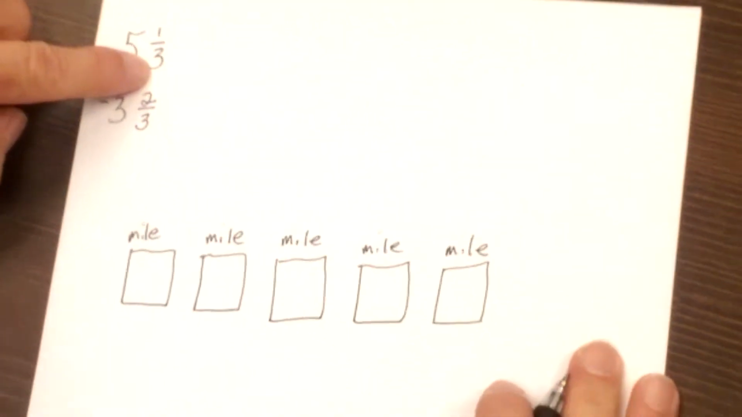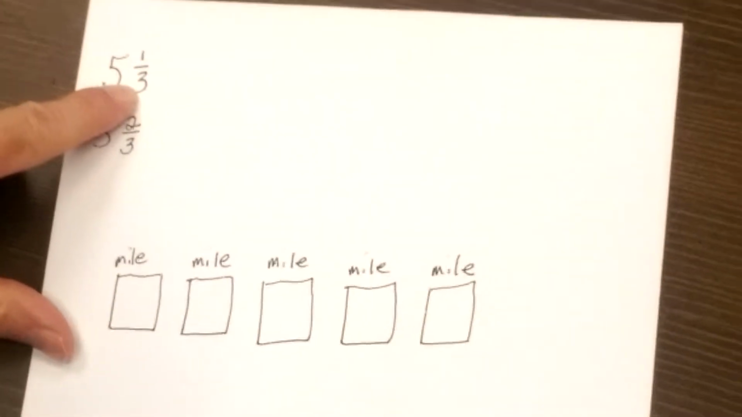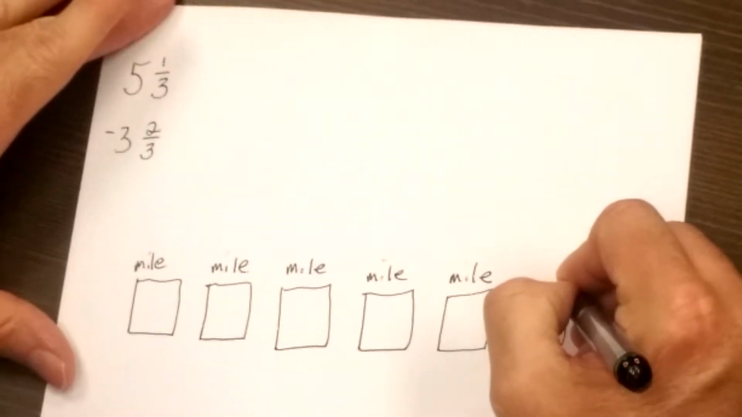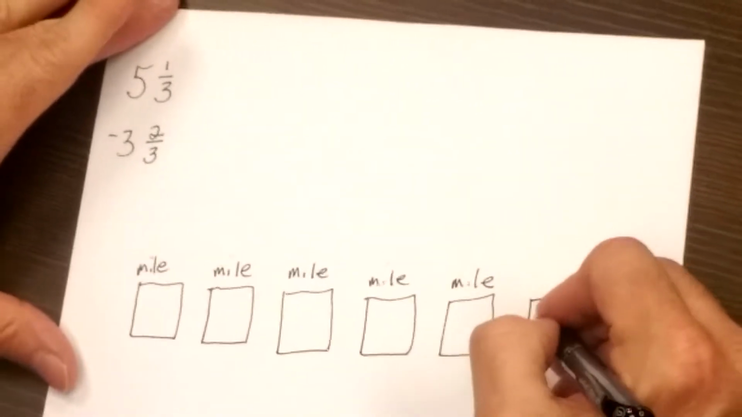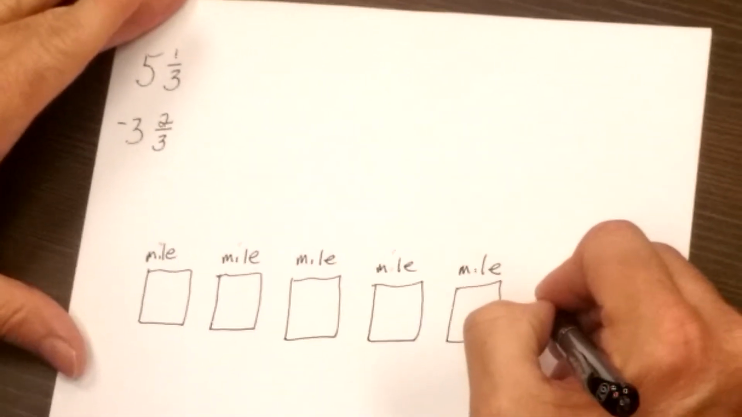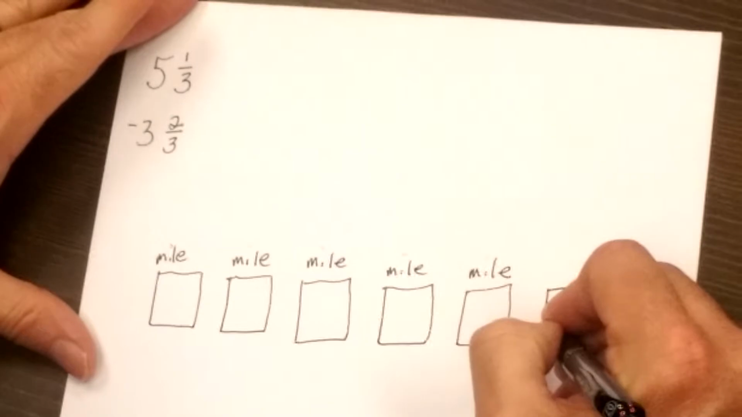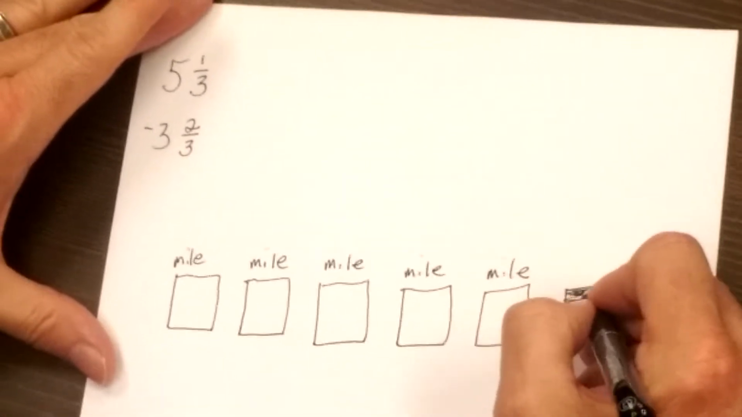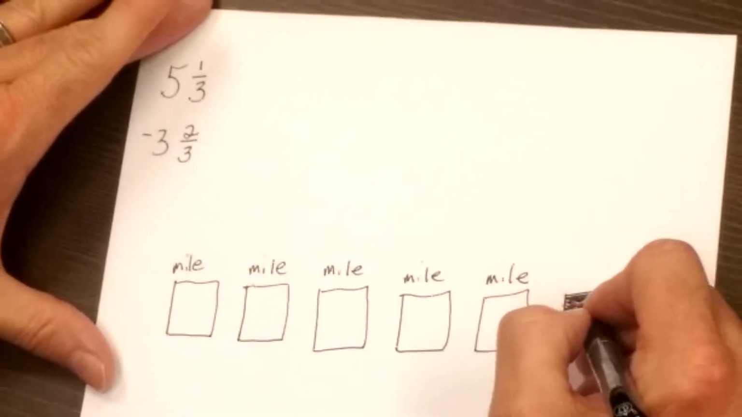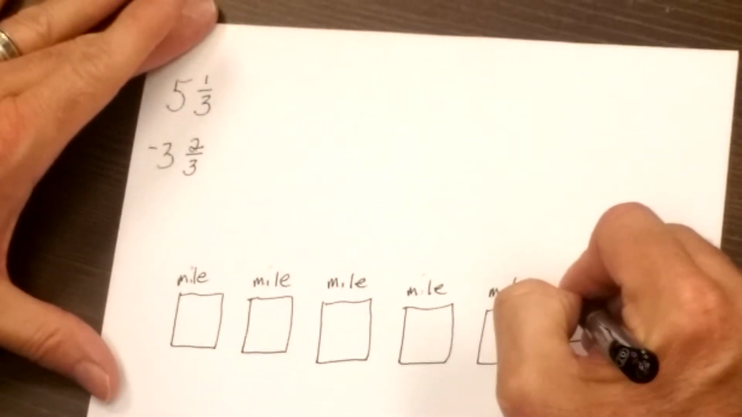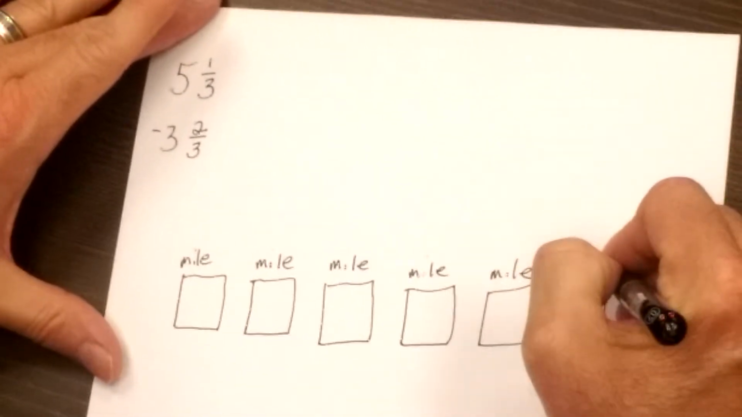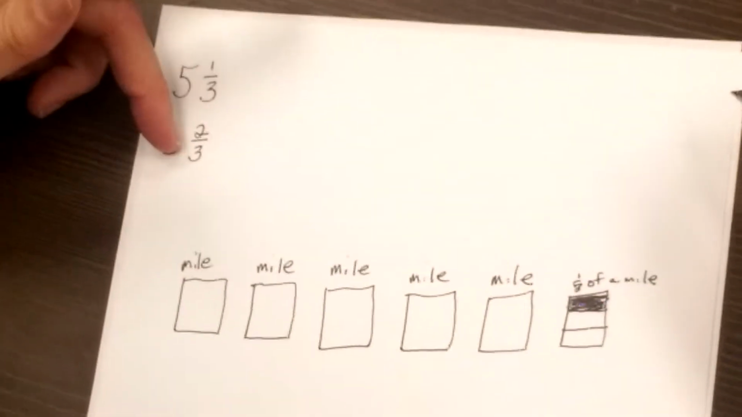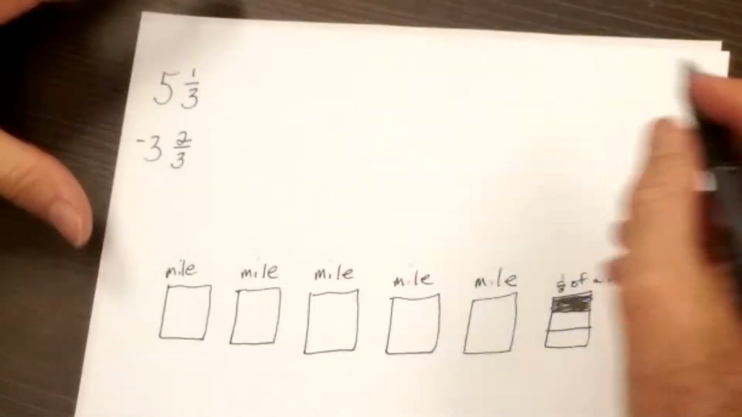Now I need to also, because I wanted to walk 5 and 1/3 miles for the whole day, I need to represent that. So I'm going to draw another mile, and I'm going to break it apart into thirds horizontally, and I'm only going to consider this third right here. This is that last third that I want to walk, and I'm going to say 1/3 of a mile. So now I have my 5 and 1/3 miles, and I want to take away my 3 and 2/3 miles.